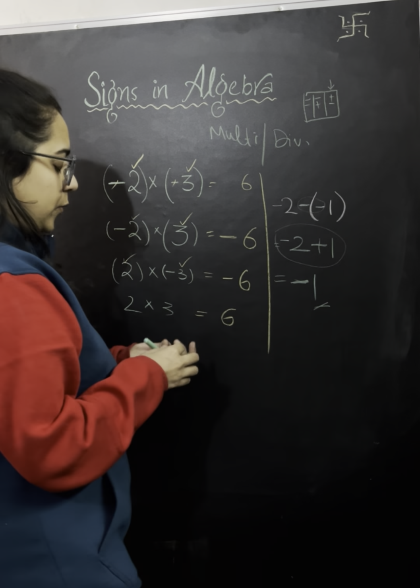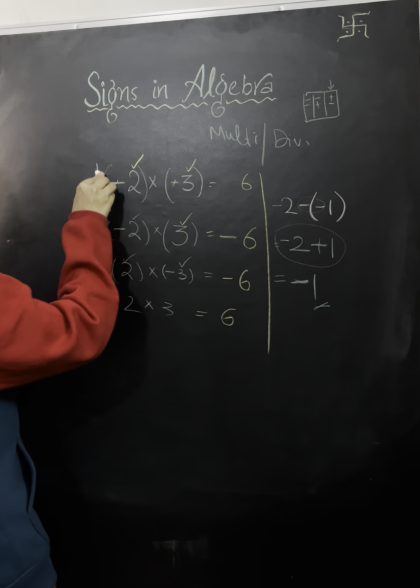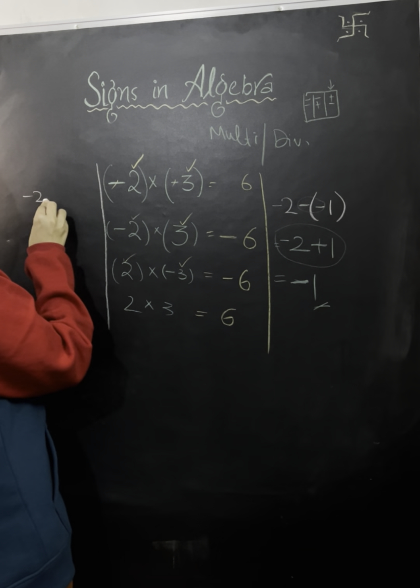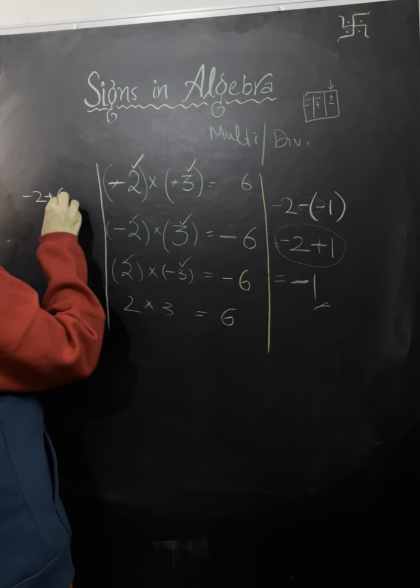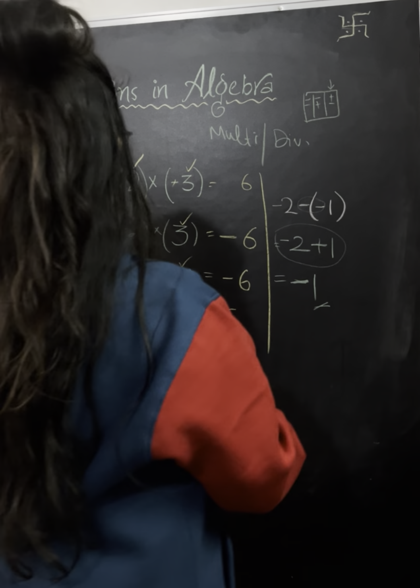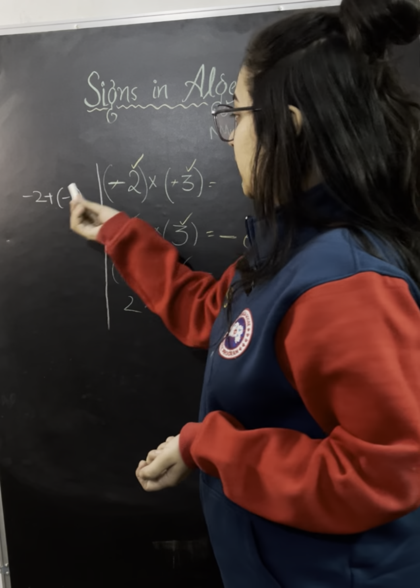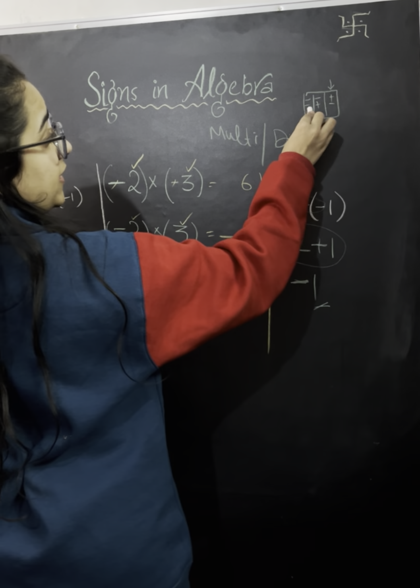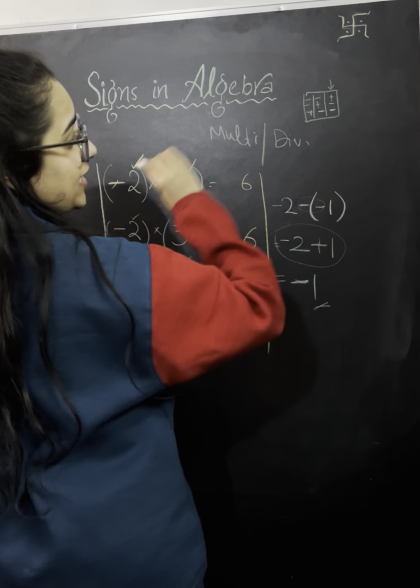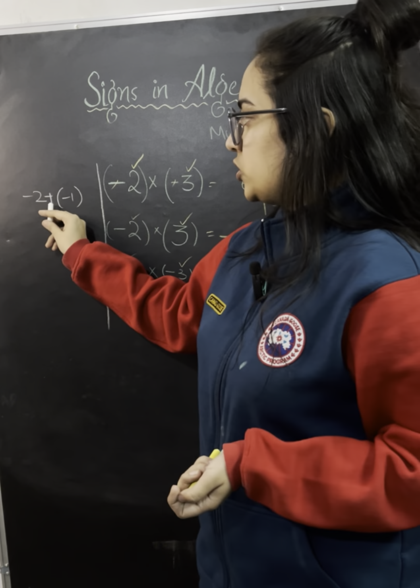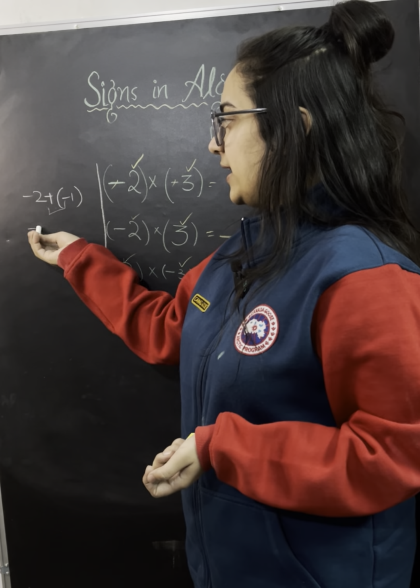Okay. Now, suppose it would have been this plus of minus 1. Then what? Plus of minus 1. Remember this thing? When one thing is plus, one thing is minus, you go for subtraction. Change of sign, right? So, these two would make a negative.